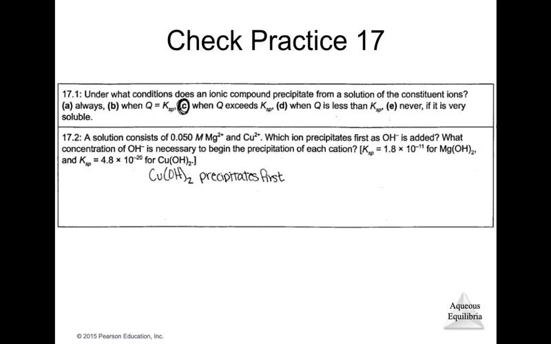So like I said, be prepared to move into some mastering on chapter 17, and then just some general review on all of equilibrium. So that's going to be 15, 16, 17.